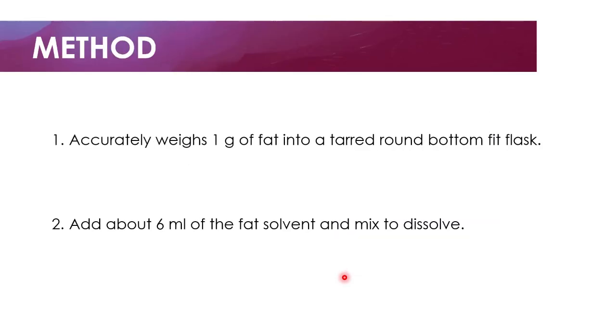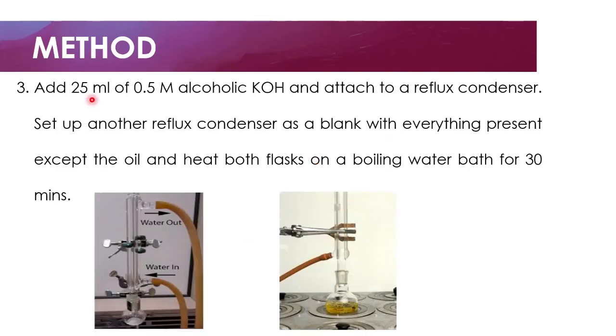So the first method, step 1, accurately weigh 1 gram of fat into a round bottom flask. 2. Add about 6 ml of the fat solvent and mix to dissolve. 3. Add 25 ml of the 0.5 molar alcoholic potassium hydroxide and attach to a reflux condenser. Set up another reflux condenser as a blank with everything present except the oil, and heat both flasks on a boiling water bath for 30 minutes.